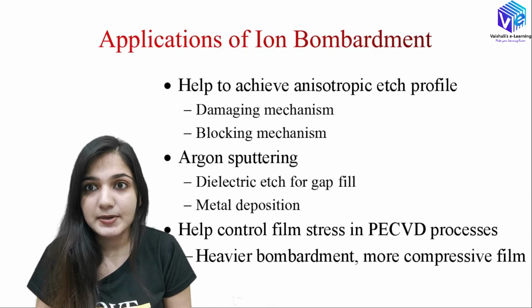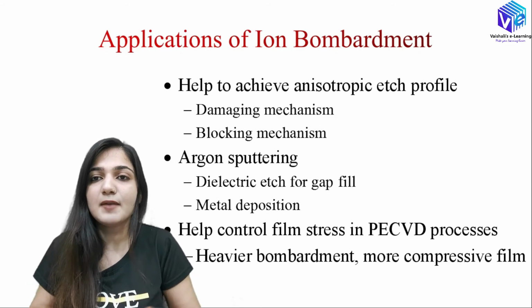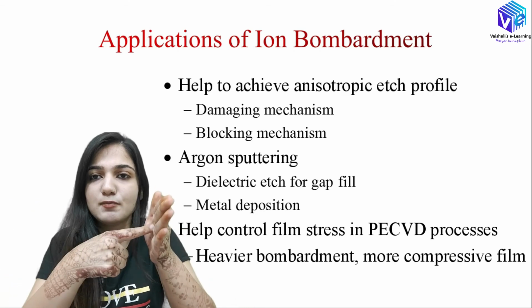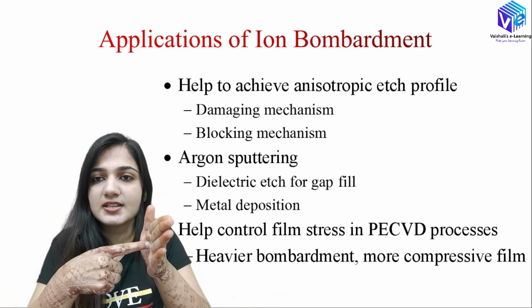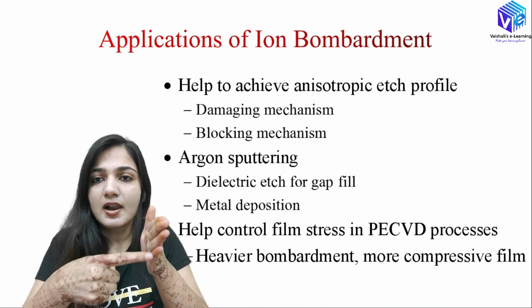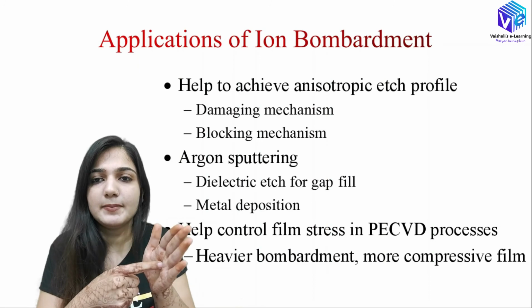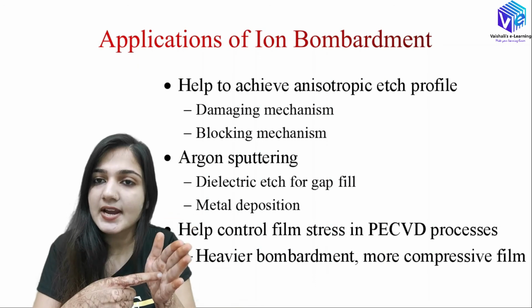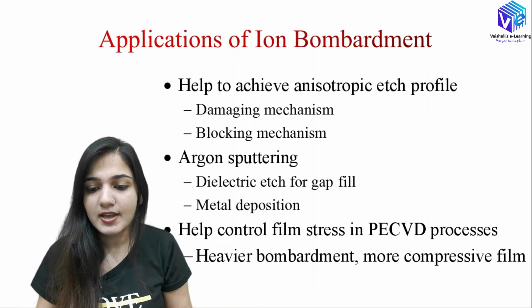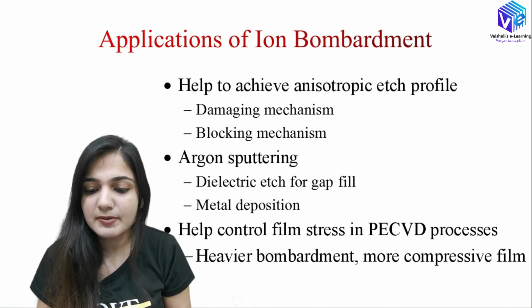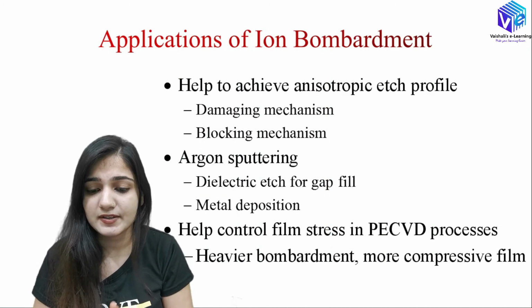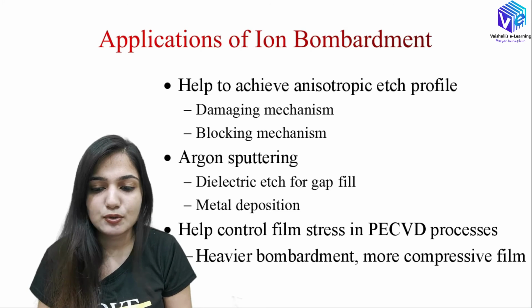Now coming to the applications of ion bombardment. First, it is used to achieve an anisotropic etch profile, because the ions are bombarded in a particular direction. If the ion is bombarded here, it will etch in this direction only. It will not etch in any lateral right or lateral left direction. It will etch only downwards. Here we have the damaging mechanism and the blocking mechanism. Then we use ion bombardment for argon sputtering.